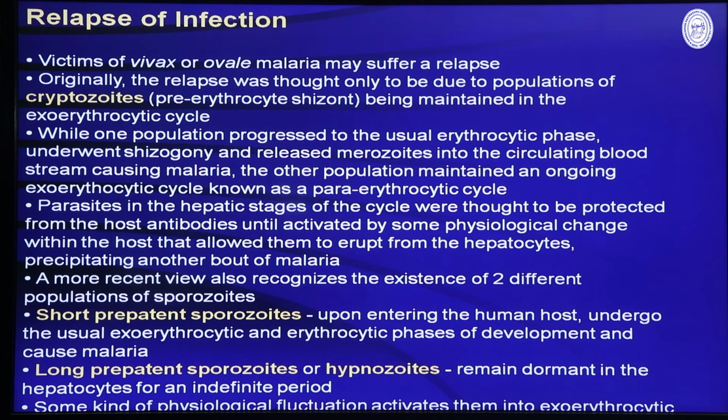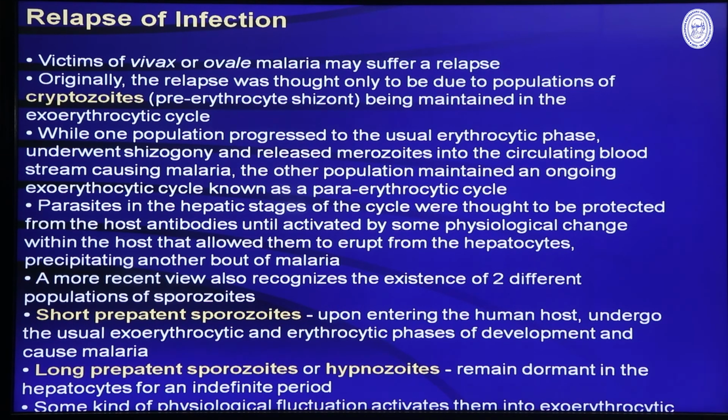Originally, the relapse was thought to be due to the population of cryptozoites being maintained in the exoerythrocytic cycles. That means if the medicine is not procured, the pre-erythrocytic schizogony will liberate fresh sets of schizonts from the RBCs. While one population progressed to the usual erythrocytic phase that underwent schizogony and released the merozoites into the circulating bloodstream, causing the malaria, the other population maintained an ongoing exoerythrocytic cycle known as the para-erythrocytic cycle. So this is a very important one, the para-erythrocytic cycle.